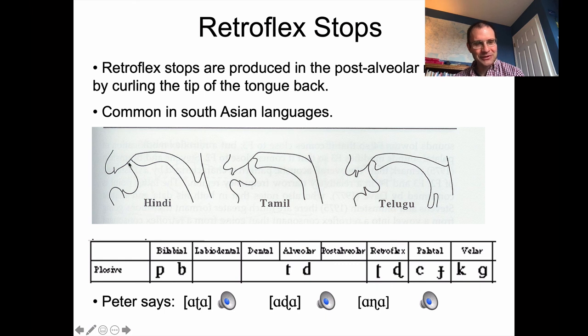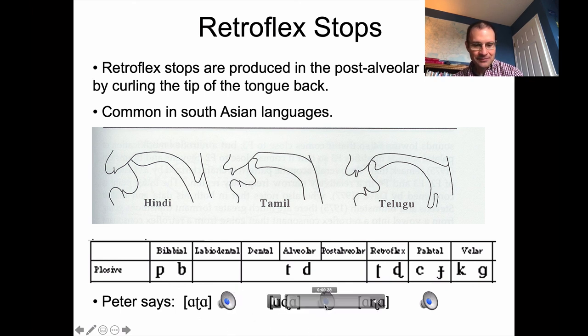or what, but this is what the tongue looks like when you produce these retroflex stops in Hindi, Tamil, and Telugu, which are all languages spoken in India and I believe Sri Lanka. So you're basically curling your tongue tip back to this post-alveolar place of articulation, like da, da. And here's what happens when Peter Ladefoged tries to produce these.